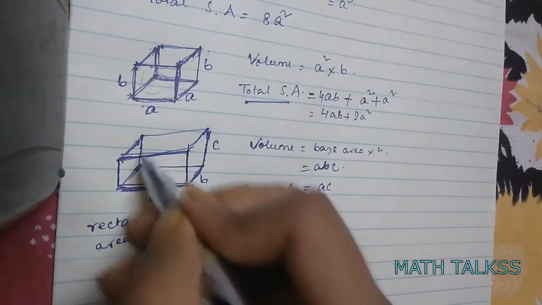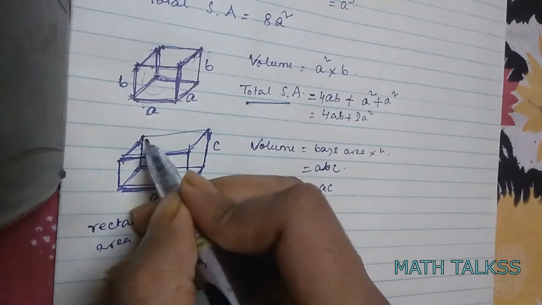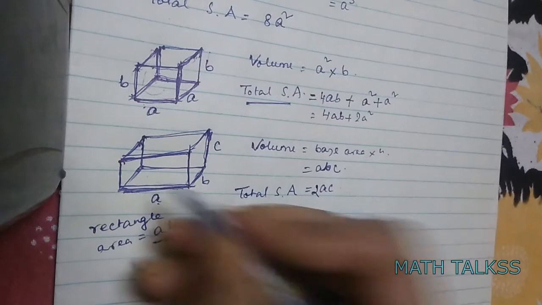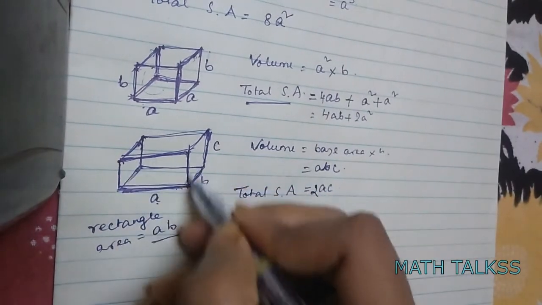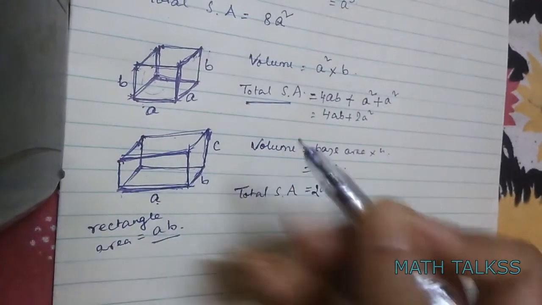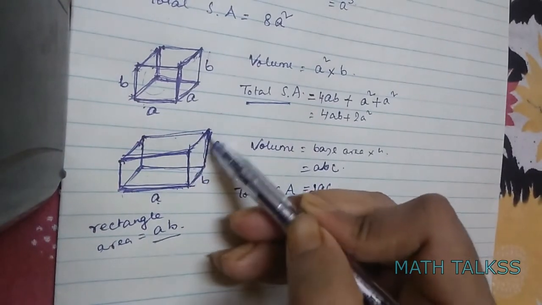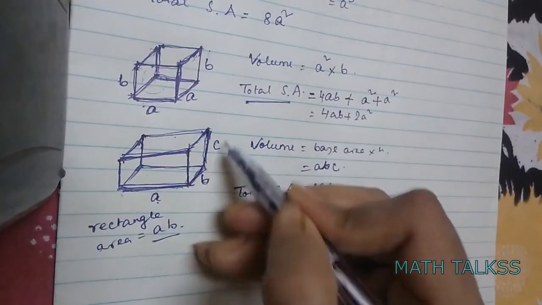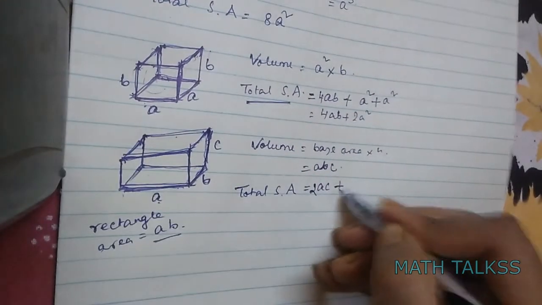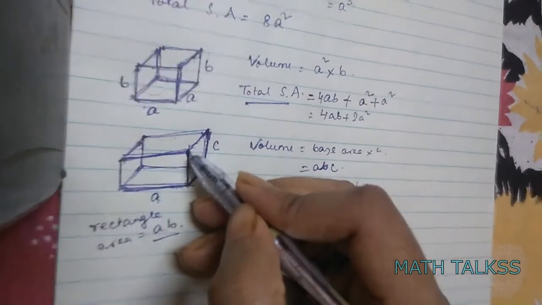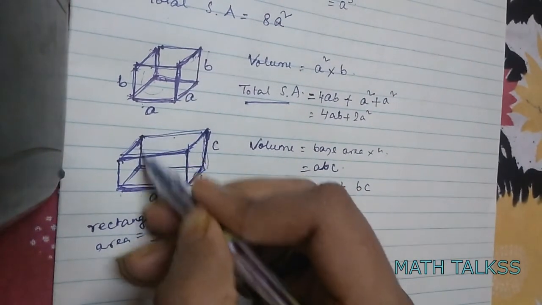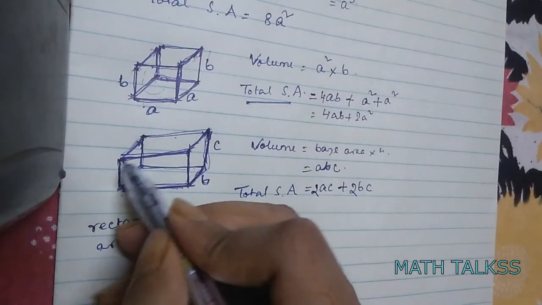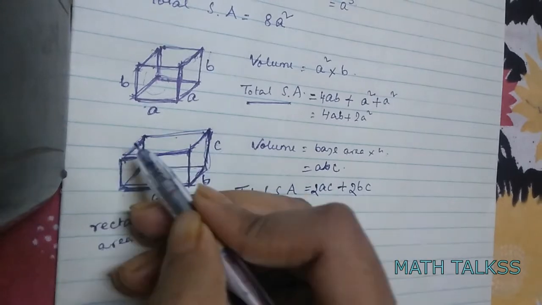Since this is a face of length A and breadth C, similarly in the back side there is also another face. So we can write 2AC. Now this face is calculated and this face is calculated. Now this face is remaining. This face has length B and breadth C. So we can write plus BC. Similarly, this face is also there, so we can write 2BC. And so all the side faces are calculated.